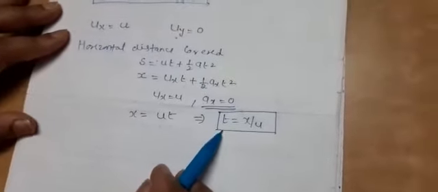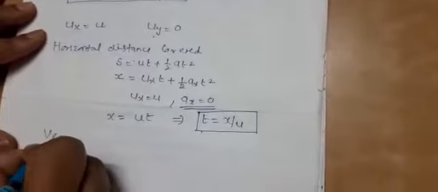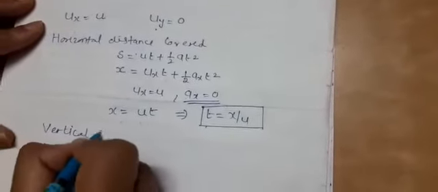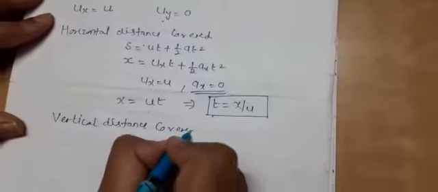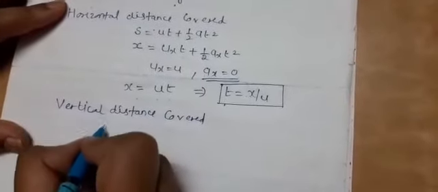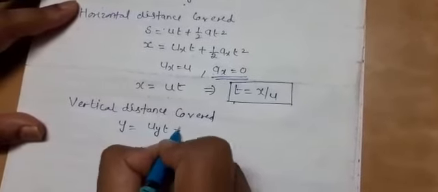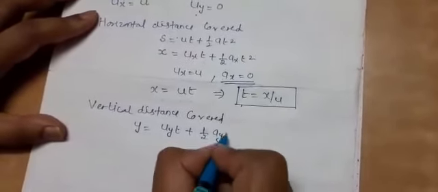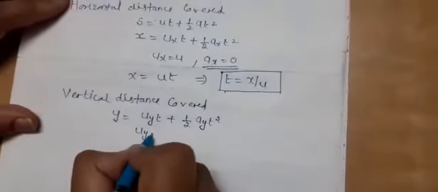So at the same time, let us find the vertical distance covered. What is the vertical distance covered? So vertical distance is y equal to u_y t plus half a_y t square. Now what will be u_y?